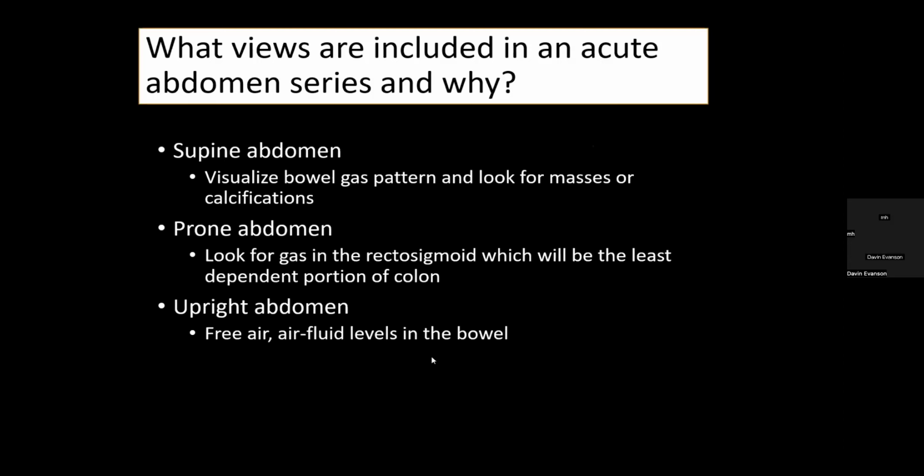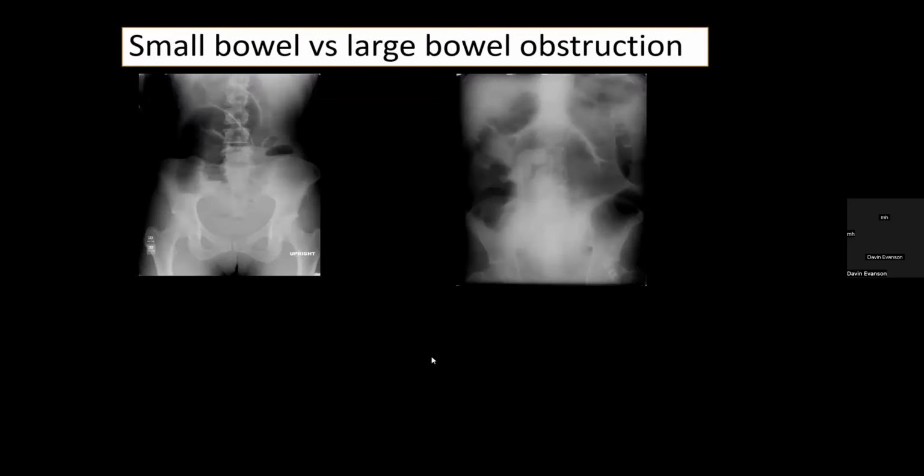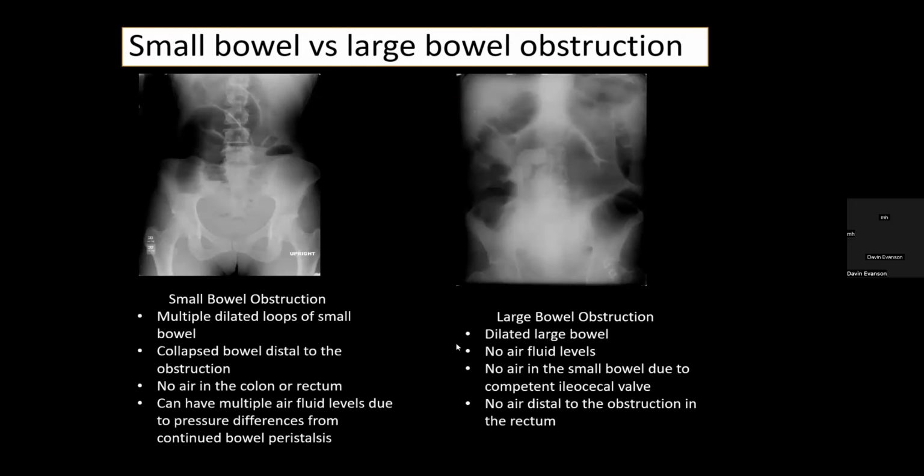So here is some information. You can stop and read about what makes up an acute abdomen series. And here are some images of small bowel obstruction, small versus large bowel obstruction. Again, this one's helpful. It's upright, so we get the air fluid levels, the stair stepping at different levels.